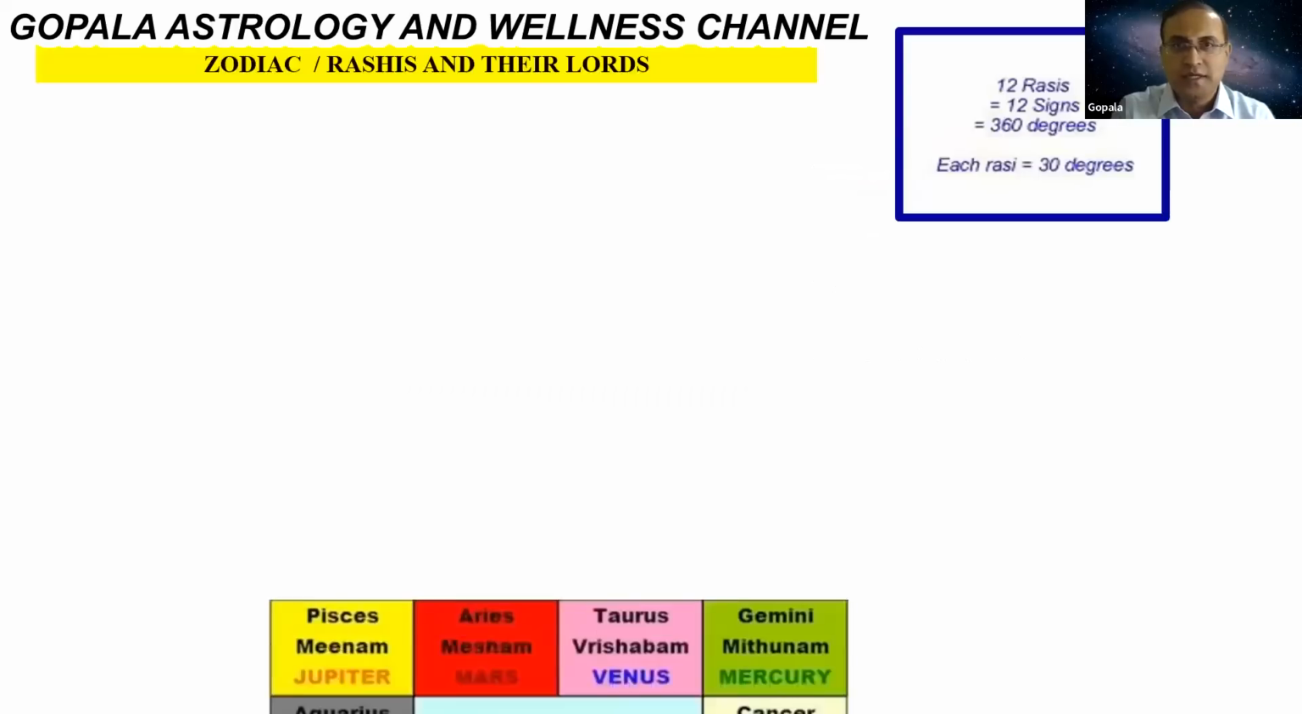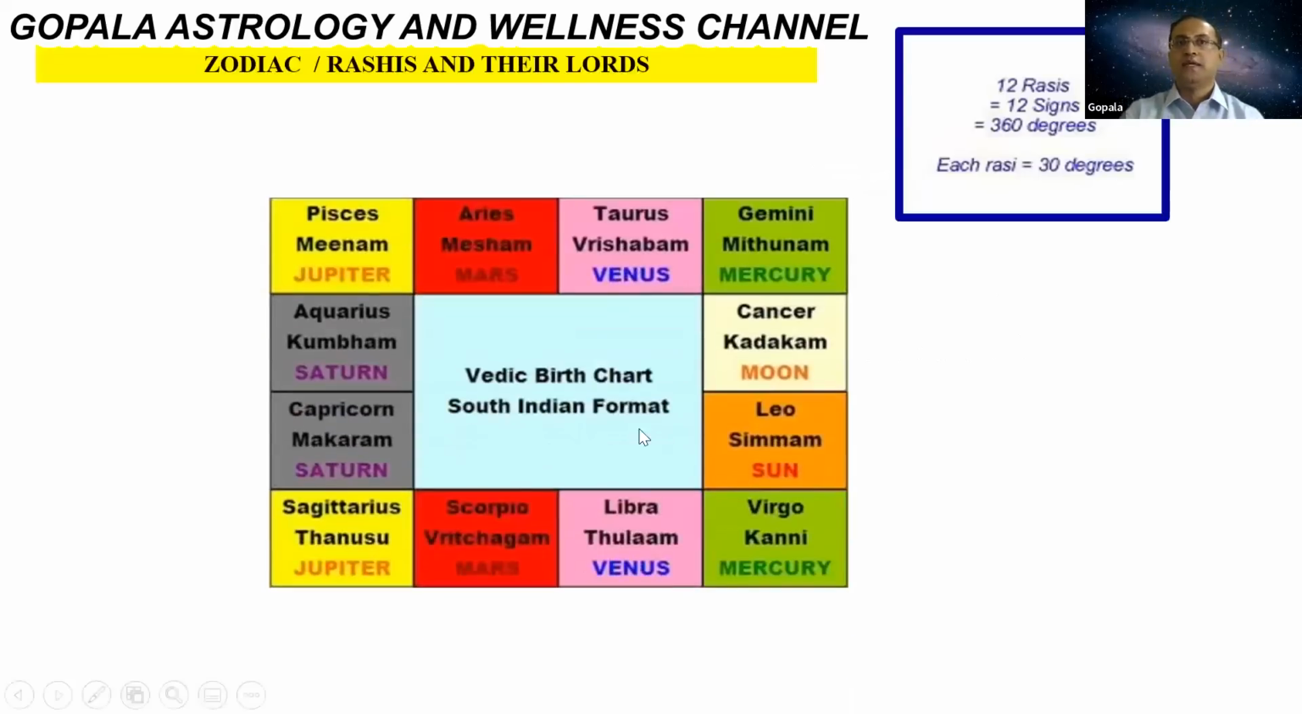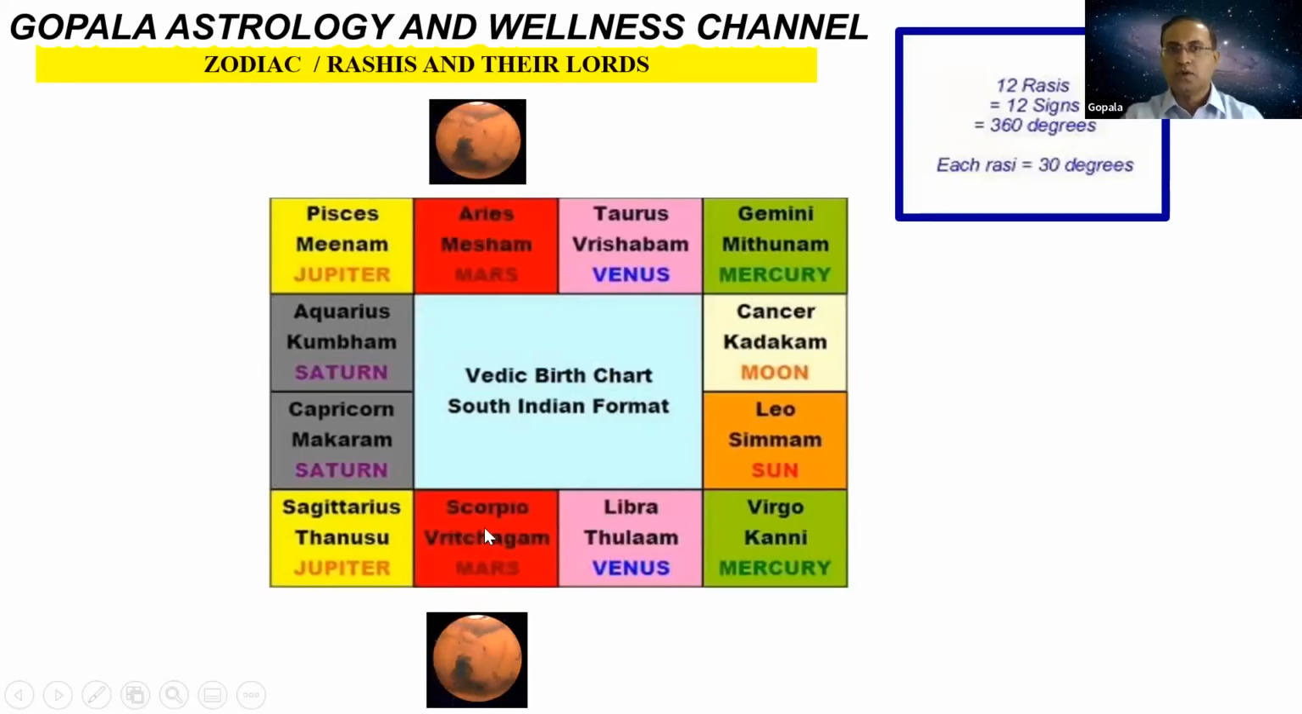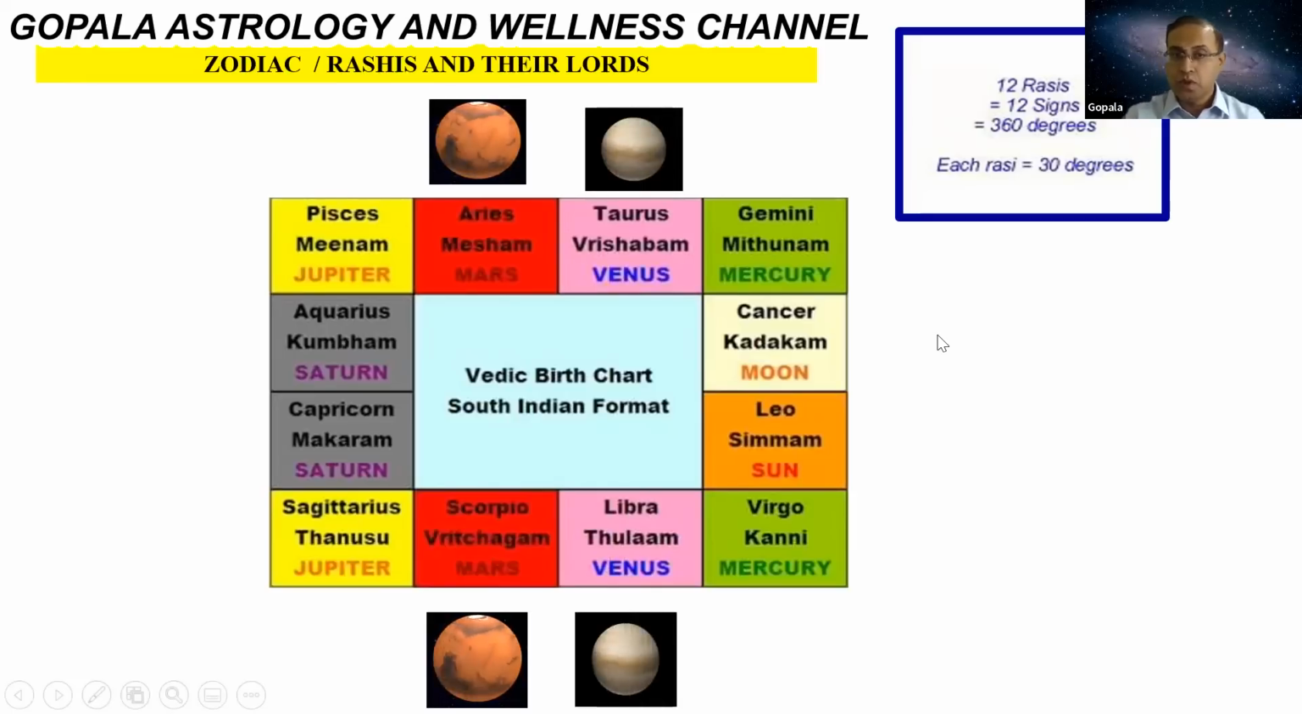Let's try to understand. These are the 12 zodiac signs, and I have given specific colors for each of them for a specific reason. For example, Mars rules Aries and Scorpio, so both of them are given red color, with planet Mars as the owner, and the color itself is so significant. You can appreciate it, right? Venus is the ruler of Taurus and also Tula Rashi, Libra.